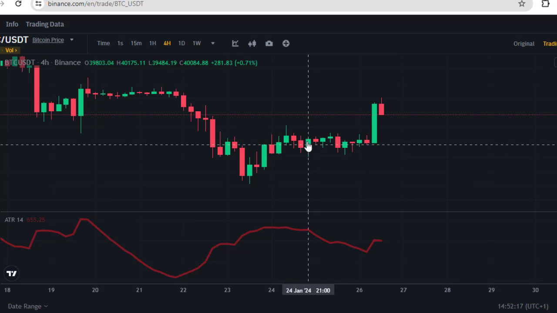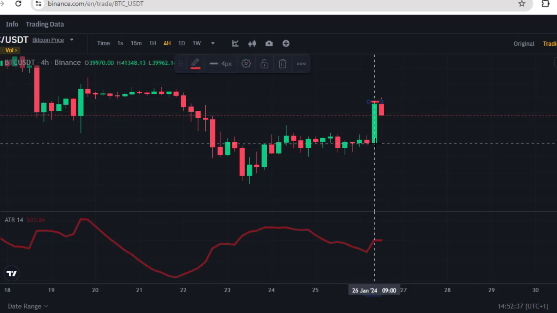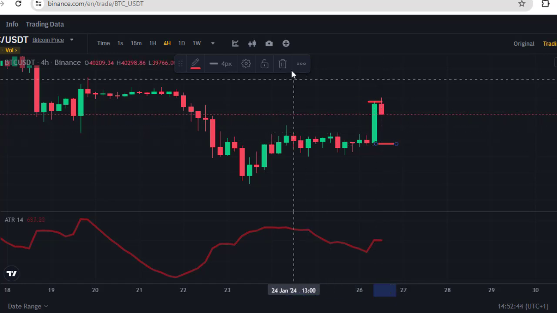Once you place your cursor on the candlestick, look at this side on the ATR indicator. It will tell you the ATR value for that very candle. Remember, like I said, the ATR indicator takes into consideration the high of a particular candle and the low of that candle, the difference between the high and the low on average. It gives you the ATR value.